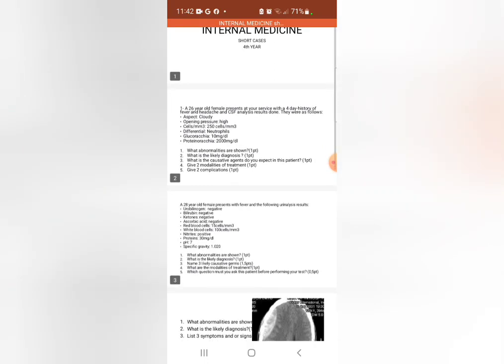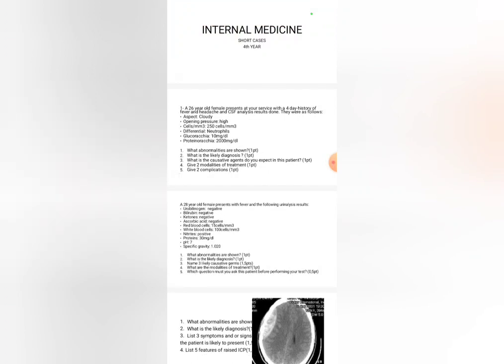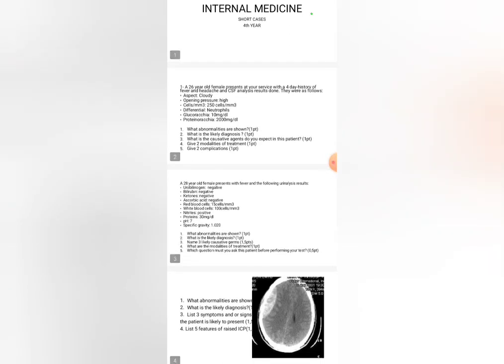So the first question says, a 26-year-old female presented at your service with a 4-day history of fever and headache, and cerebrospinal fluid analysis was done. The results were as follows. The aspect is cloudy, opening pressure is high, the number of cells in the cerebrospinal fluid is 250 cells per millimeter cube. The differential is neutrophil, with low glucose and high protein. So the first question is, what abnormalities are shown?